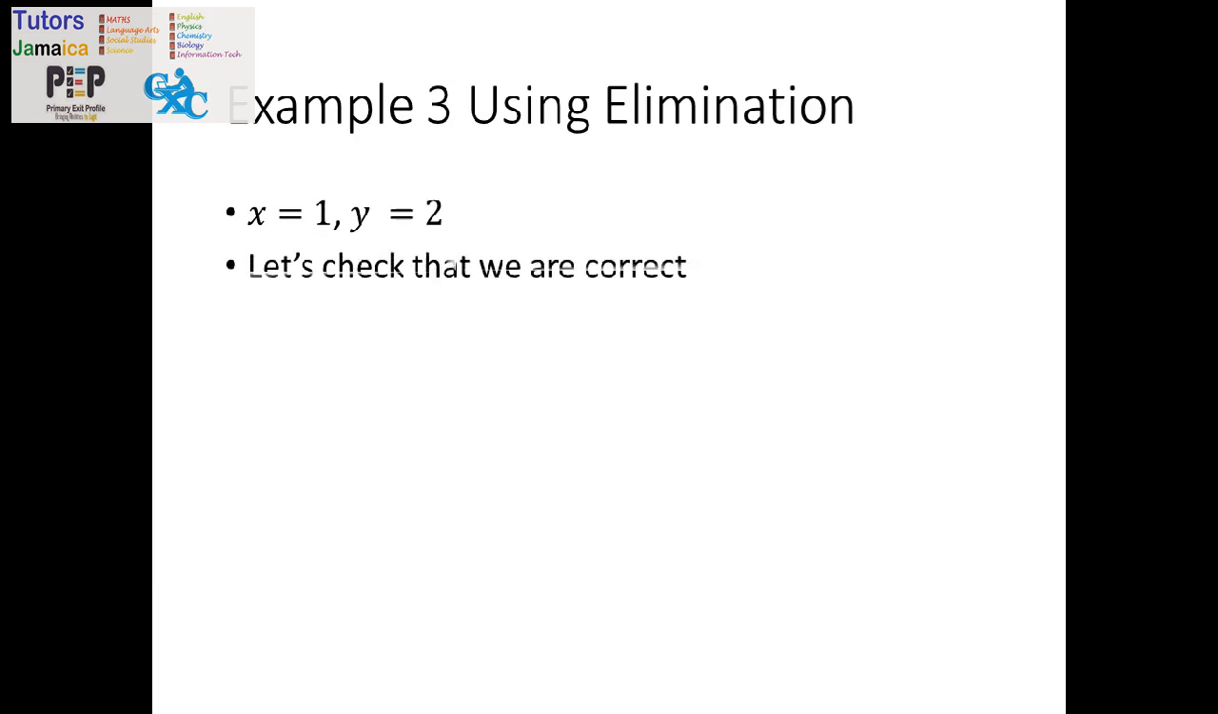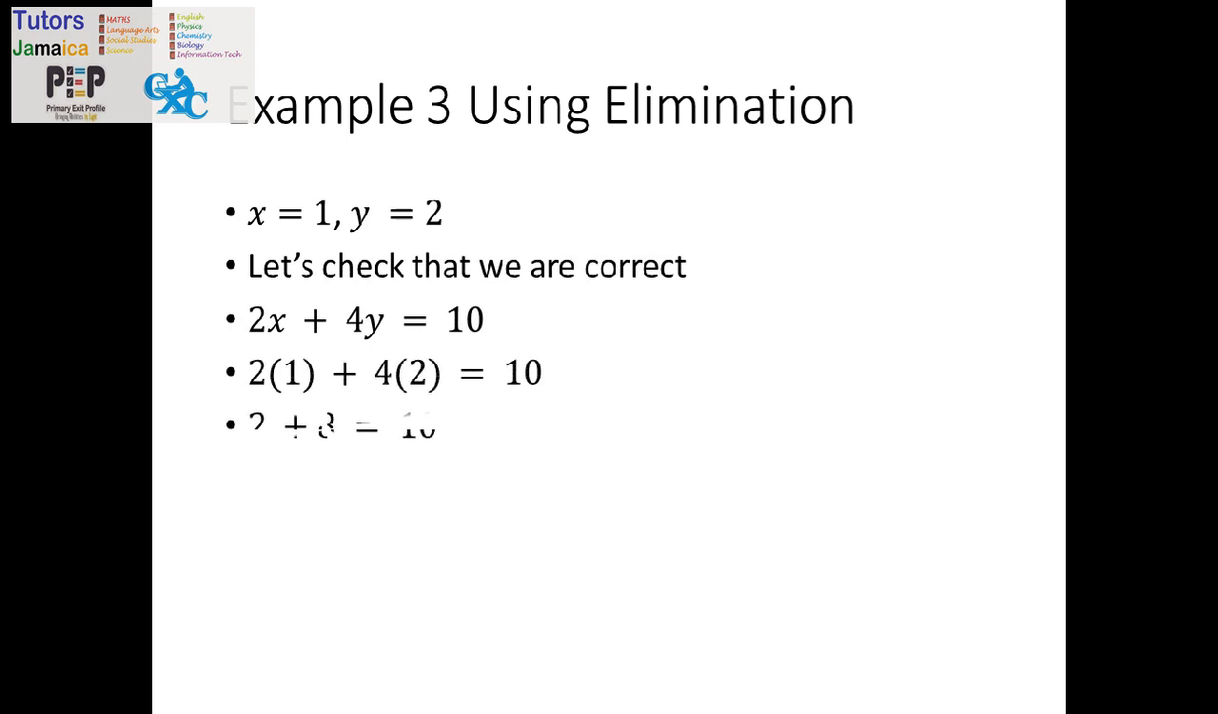So let's check to see that we are correct. So we're going to use equation 2. So 2x plus 4y equals 10. Let's see. 2 times 1 plus 4 times 2 is equal to 10. So 2 plus 8 is equal to 10. So 10 is equal to 10. And as long as we are getting the same thing on both sides of the equation, it means that our math is right and our procedure is right. If we are getting something that's different on both sides of the equation, then there's either a math error or a procedural error.